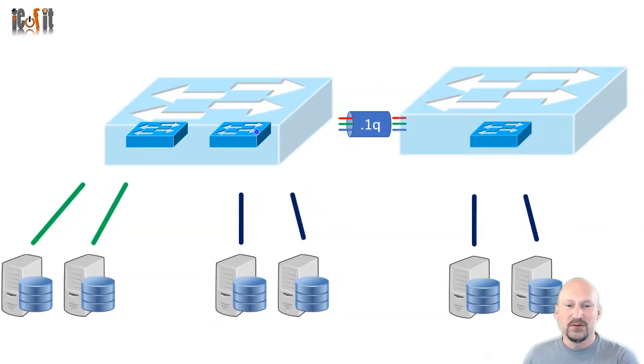From the perspective of these hosts down here in the blue VLAN, they don't know they're connected to two separate switches. It is in fact one virtual switch that we extended from one switch to another. So that's the traditional infrastructure from Ethernet's perspective.